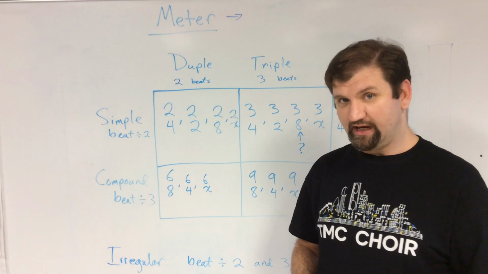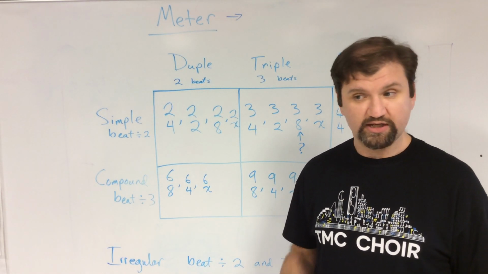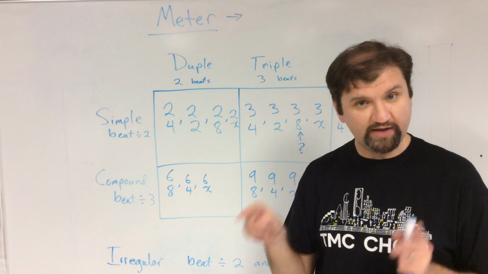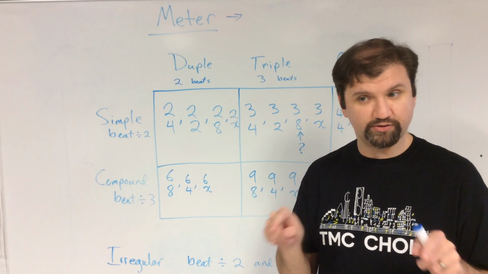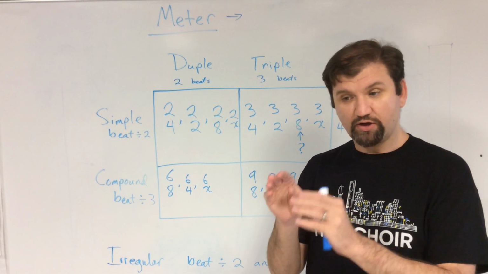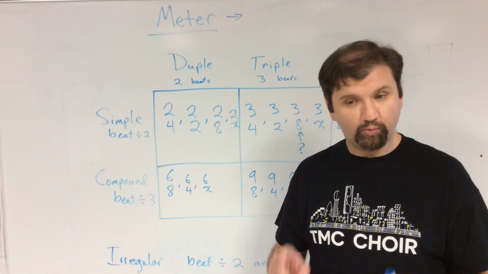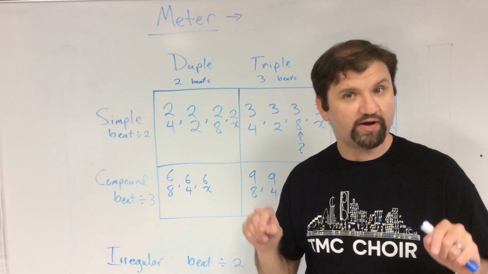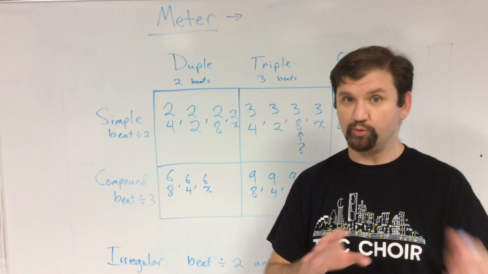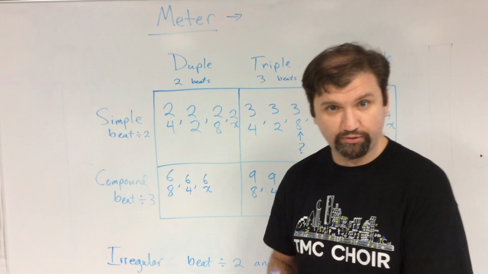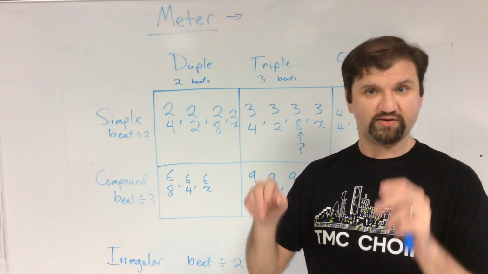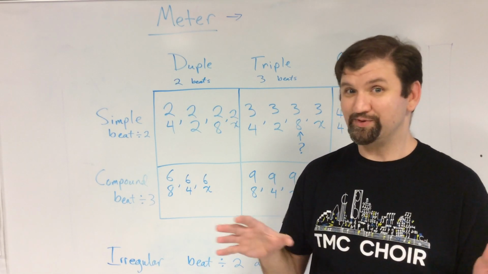So in 7/8, there's 3 versions. 7/8 could be 2, 2, 3: 1, 2, 3, 4, 5, 6, 7. Or you could have 3, 2, 2: 1, 2, 3, 4, 5, 6, 7. Or, if you want to be really crazy, you could have 2, 3, 2: 1, 2, 3, 4, 5, 6, 7. That's really kind of weird.